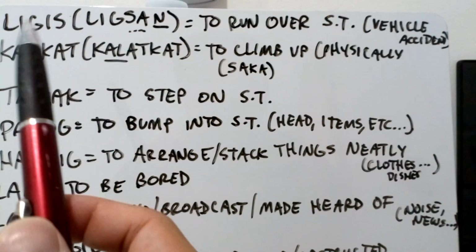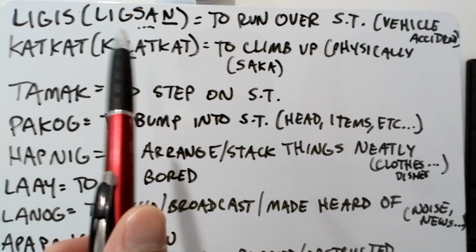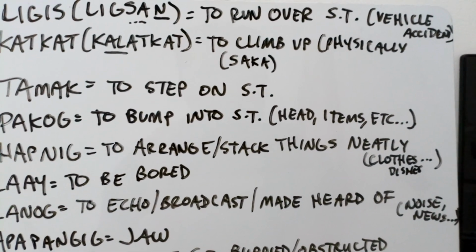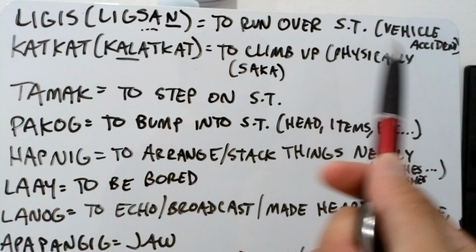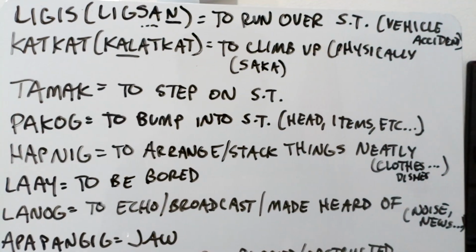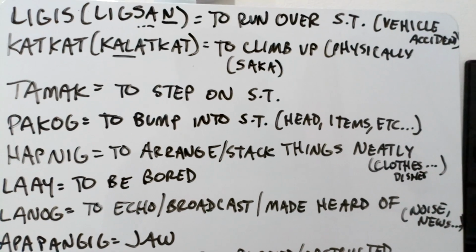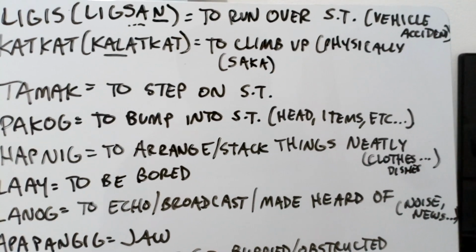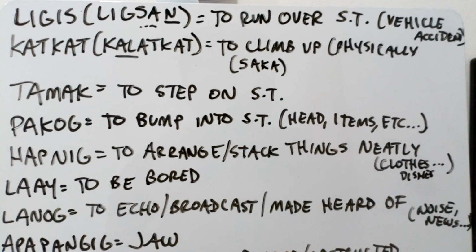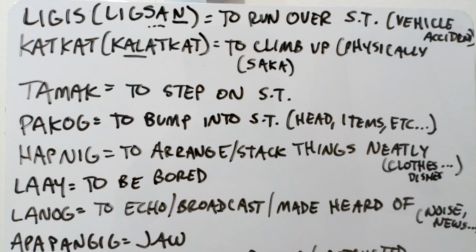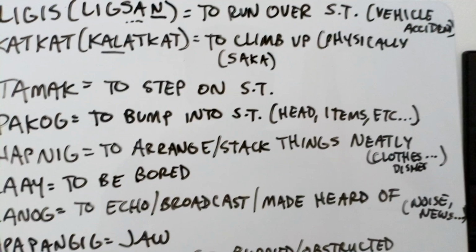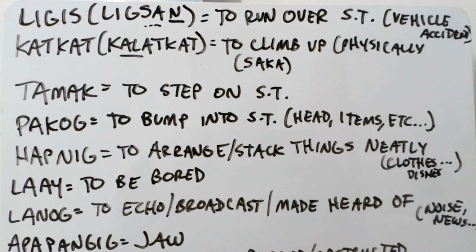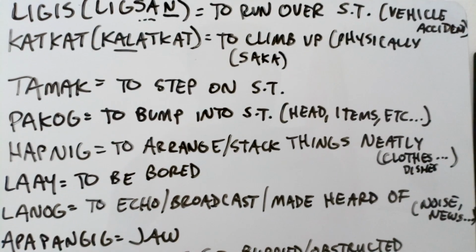So the first word is ligis, right? And when you affixate it, it changes to ligsa or ligsan. It depends on how you want to affixate it. Ligsan, right? And that's for something to run over something. Usually it's a vehicular accident. Like if a vehicle ran over a person in the street, which is actually a bad example, but if it ran over something, ligsi. Ligis, nagligis, or ligsan. And again, you can use it like accidente. Accidente just means accident. So ligis is like something like accidente.